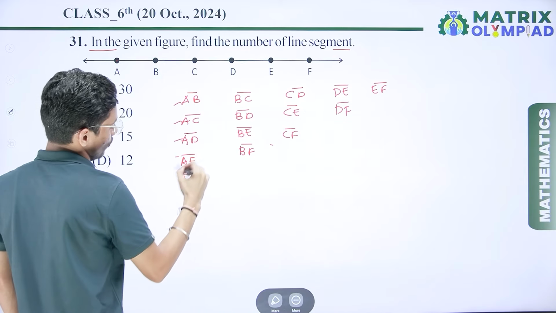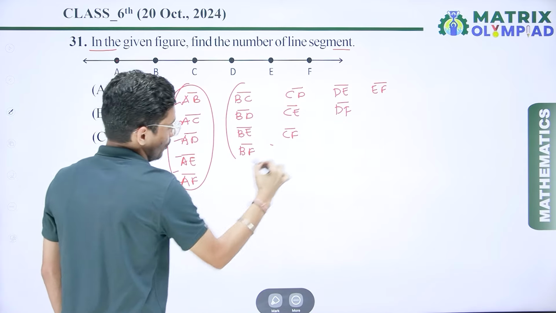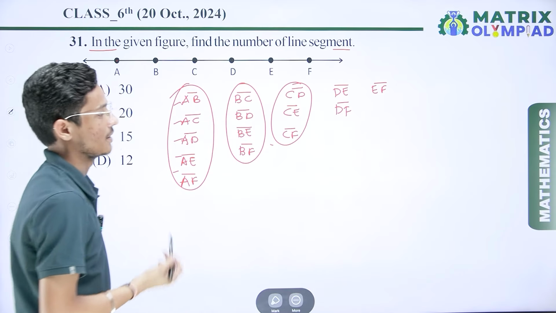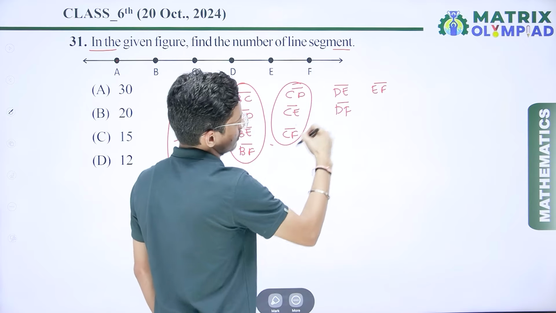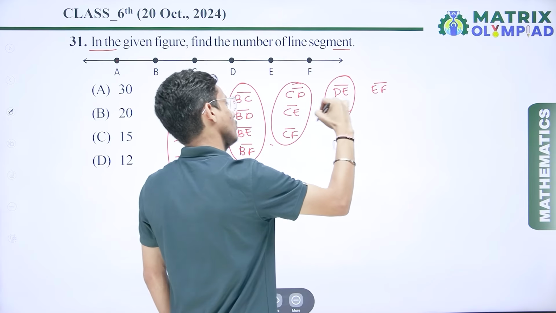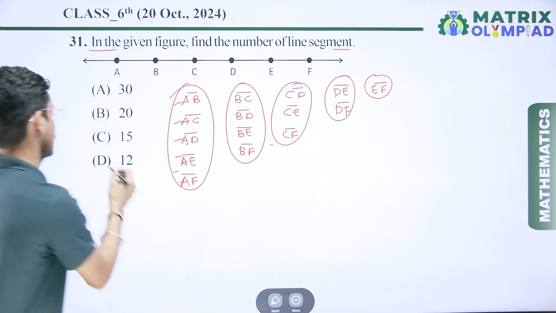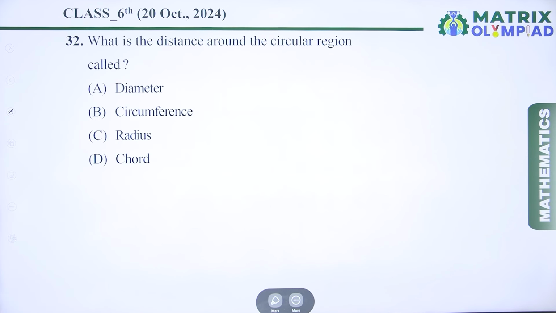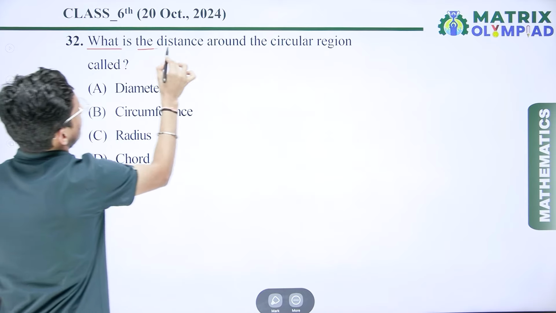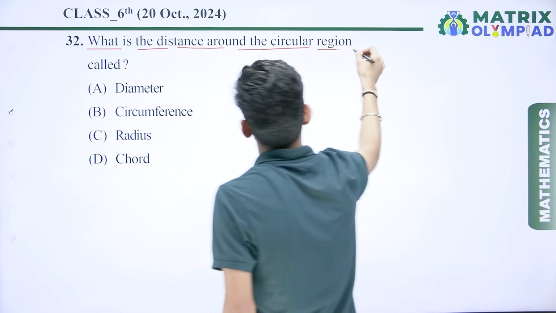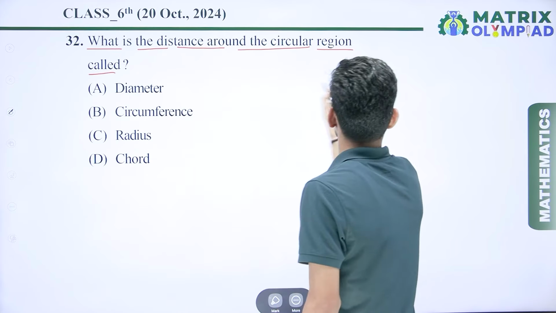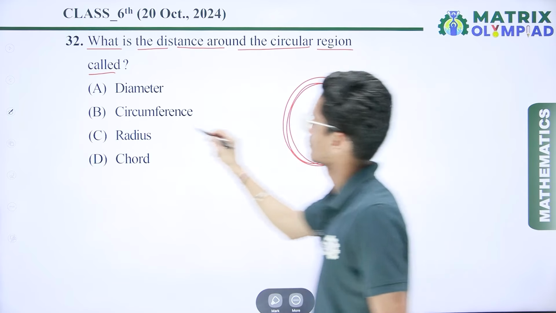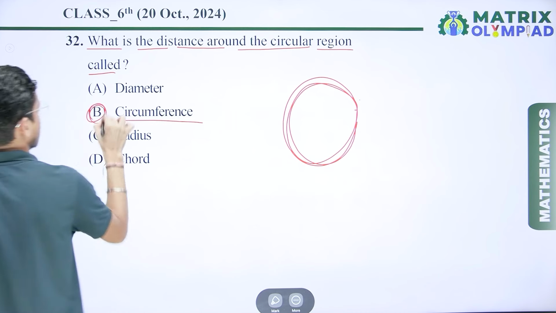So 1, 2, 3, 4, 5. So here 5 plus 4 is 9, 9 plus 3 is 12, 12 plus 2 is 14, plus 1 is 15. So here the answer is 15. So I can say that option number C is the correct answer. Now if I talk about the next question, what is the distance around the circular region called? So here we have a circle and the distance around it is called the circumference of the circle. So here option number B is the correct answer.